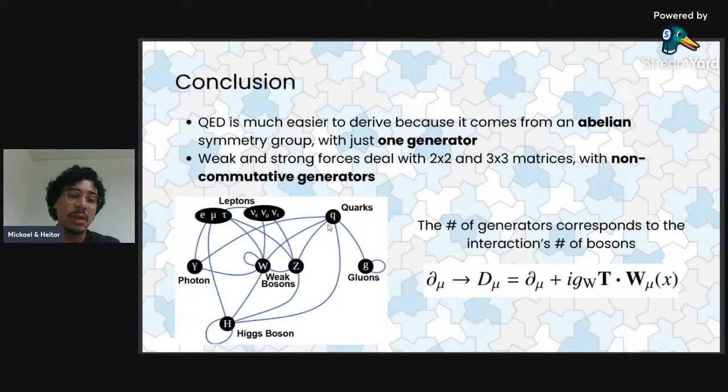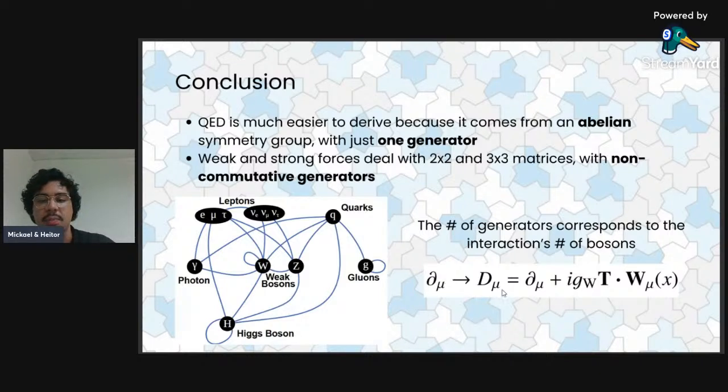And here the picture is just to show that, again, the photon doesn't interact with itself. The W boson carries electric charge, and because of the non-abelian character of this interaction, you can see that the W boson interacts with itself, and the gluon also interacts with itself because it also comes from a non-abelian theory.